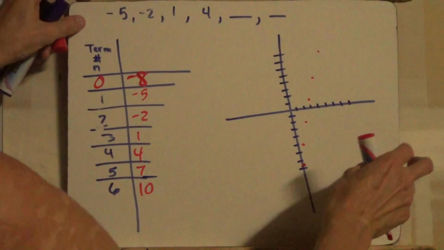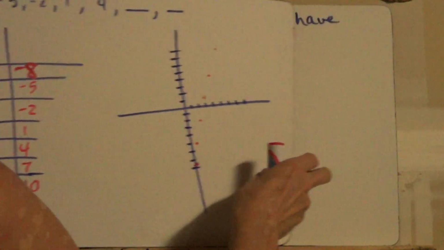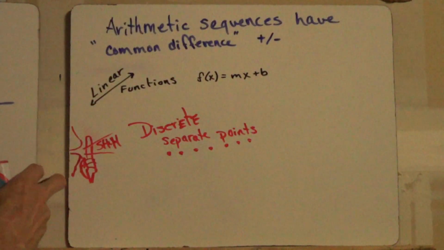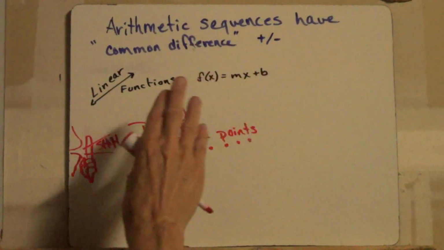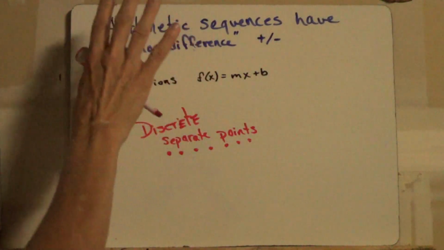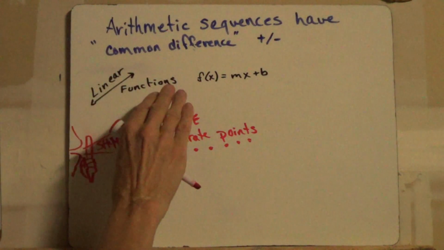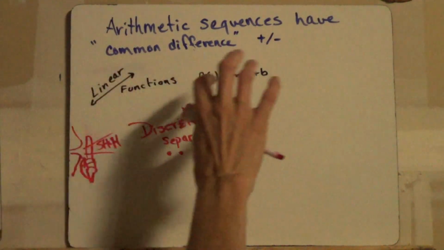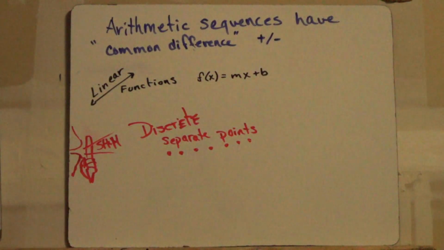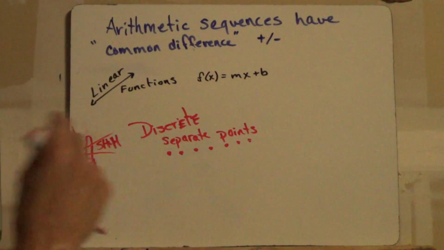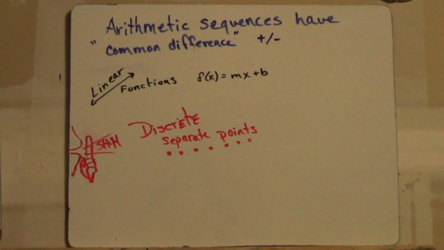Okay, so sequences have a common difference, add, subtract. Hopefully you've been in class seeing that. And we also talked about how sequences are a linear function where our domain is restricted. They're discrete separate points too. Remember, discrete means separated. See you in class.